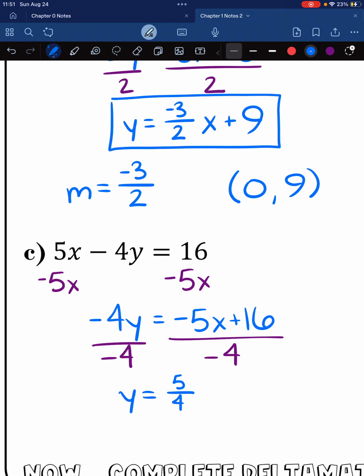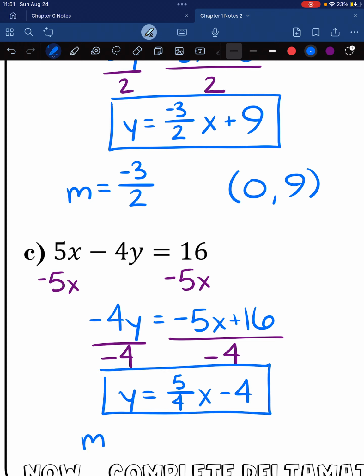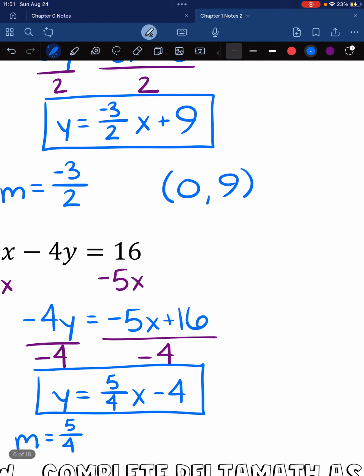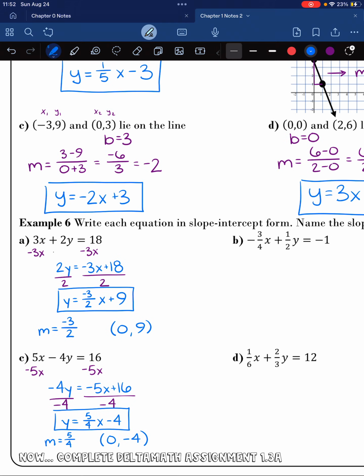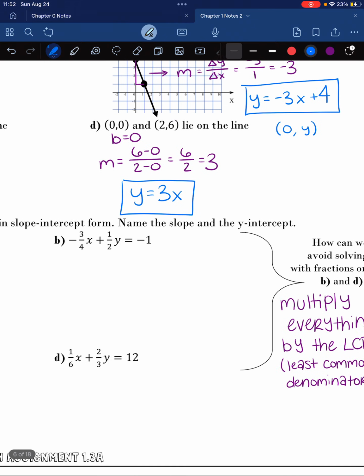Okay, two negatives make a positive. Name the slope. Bob. Just kidding. That was silly. Okay, and name the y-intercept. Beautiful.